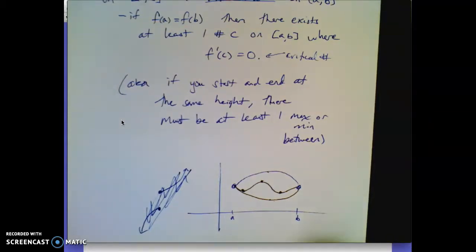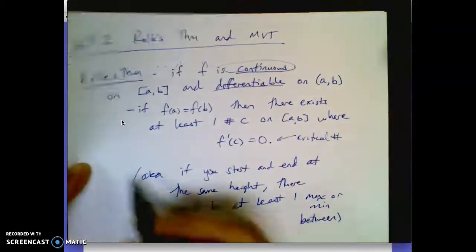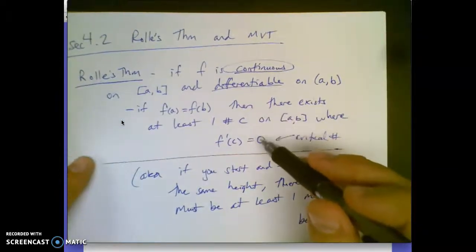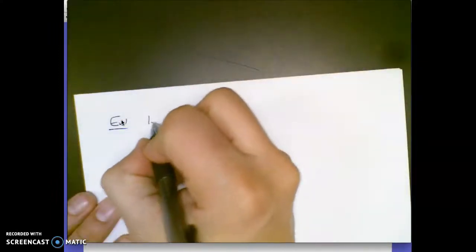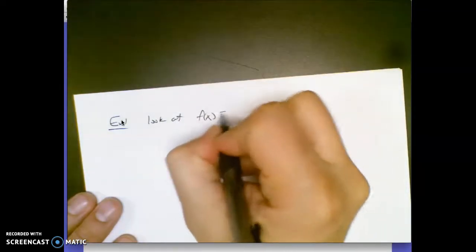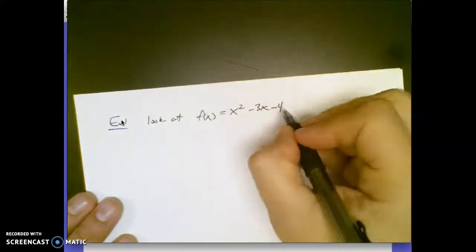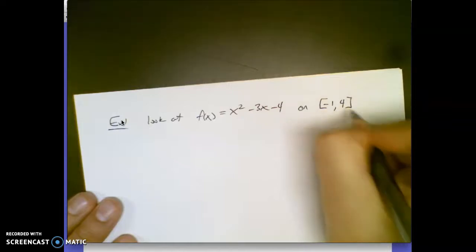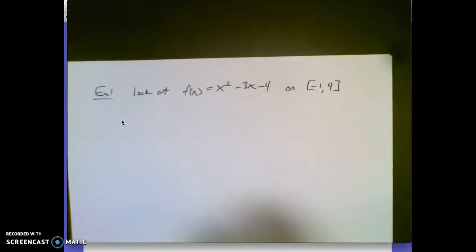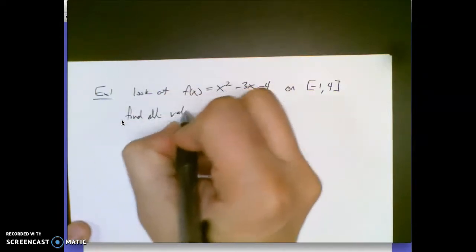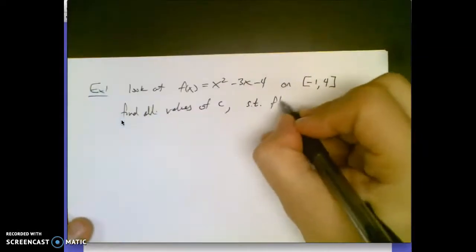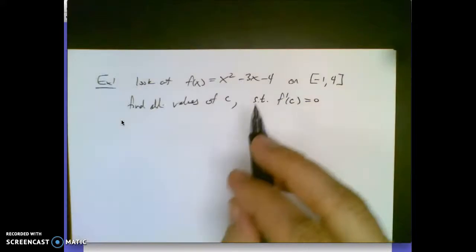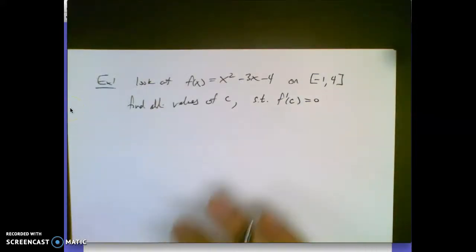So what we can do now that this is a theorem, so he actually proved it. He's like, okay, I guarantee there must be a relative min or relative max between a and b if I have a pretty normal equation. So let's look at an example. Look at f of x equals x squared minus 3x minus 4 on the interval from -1 to 4. So we're going to look at this graph on a chunk. We want to find all values of c such that, I'm going to shorten such that to s.t., f prime of c equals 0. So I'm basically looking for when the derivative equals 0, also known as max or min places.